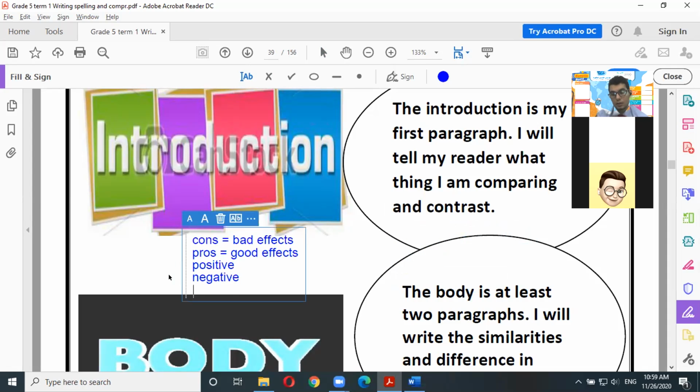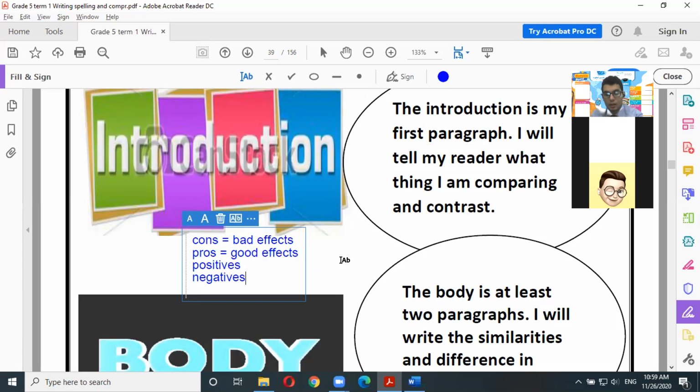So instead of just saying, I'm going to compare and contrast, you can say, I will mention the cons and the pros of fast food and homemade food, for example. You will mention the positives and the negatives between the internet and the television. Got it? So you can choose, not just limit yourself to compare and contrast, but you can change compare and contrast to cons and pros, positives and negatives. Okay?